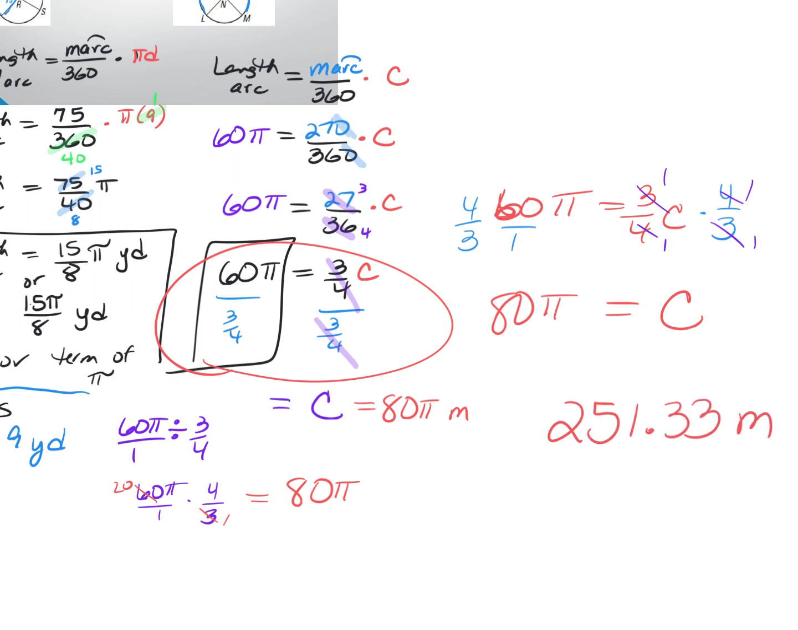251.33 meters. So when they want it in terms of pi, you're more than likely going to get some fraction answers. But if it divides evenly, then go ahead and try it on your calculator. That is fine.